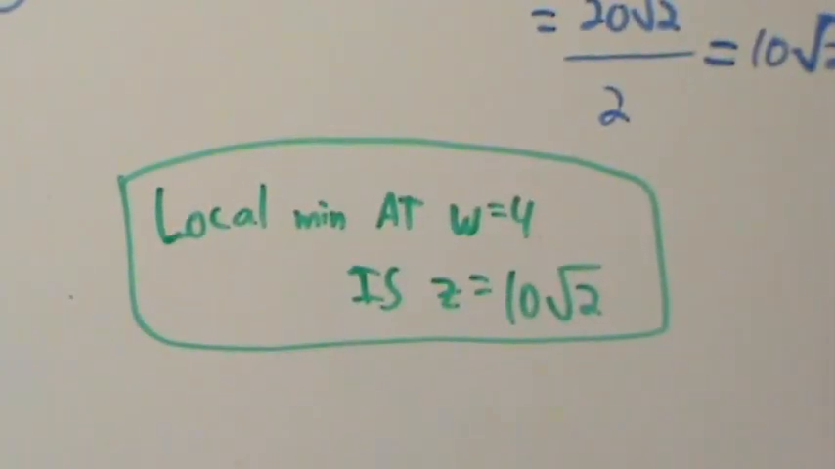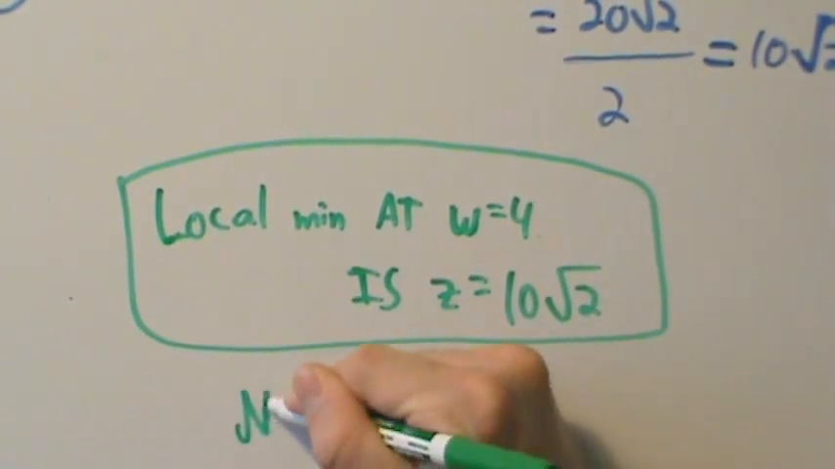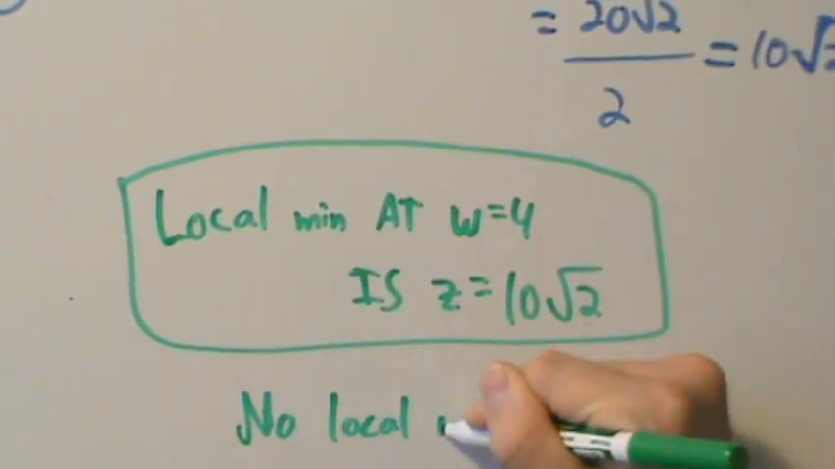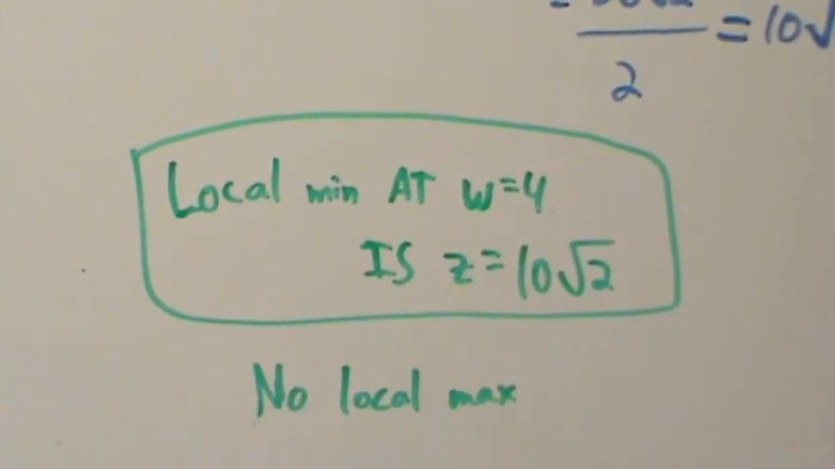So our answer is local min at W equals 4 is Z equals 10 root 2, and there's no local max. And that's pretty much it for example 4 with the first derivative test.